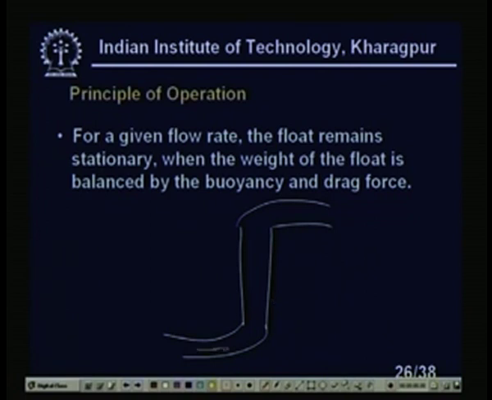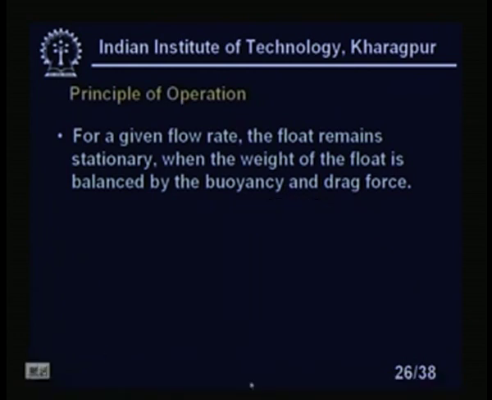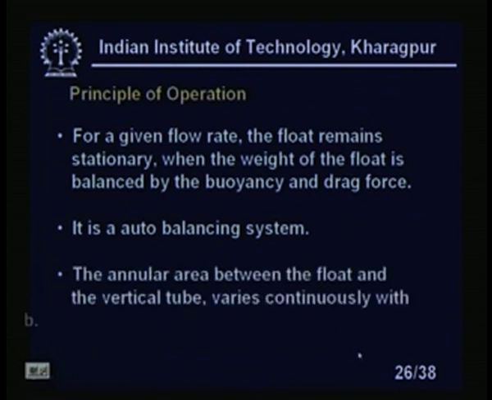So, the flow of the liquid is always in this direction, right, with buoyancy and the drag force. The float's weight will act downward, and we have seen already that Fb, the buoyancy, and Fd, the drag force, balance the weight, like this one. It is an auto balancing system, that you must note. Why I am calling it an auto balancing system will be clear from the subsequent points.